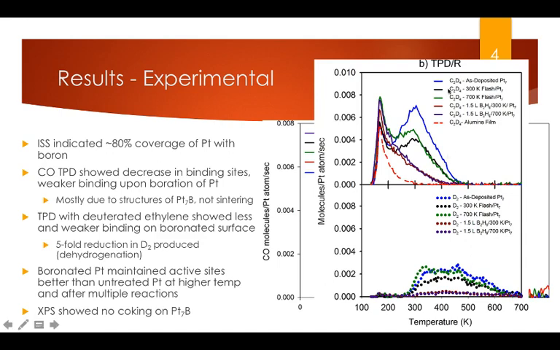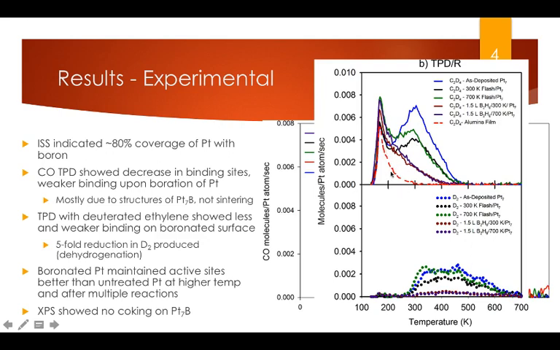So on top you have deuterated ethylene, TPD. So this blue peak is just the untreated platinum. Green and black are different heat treatments. And then over here, kind of stacked up on top of each other, are the borated platinum at different temperatures. So you can see that you've lost all this higher temperature desorption. Most of the desorption of ethylene is happening down here at these lower temperatures.